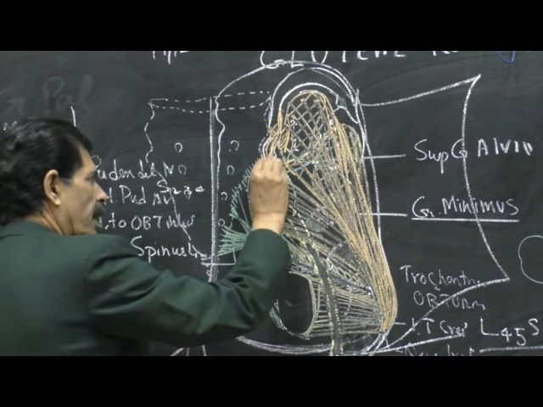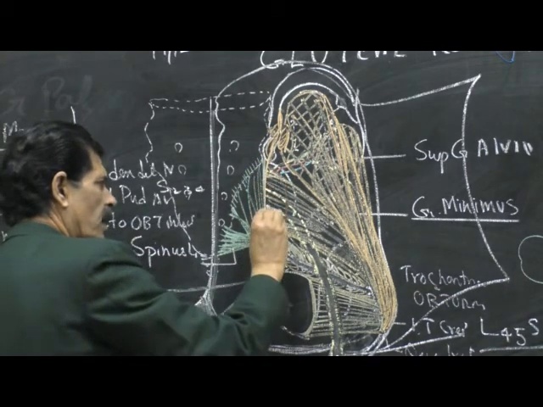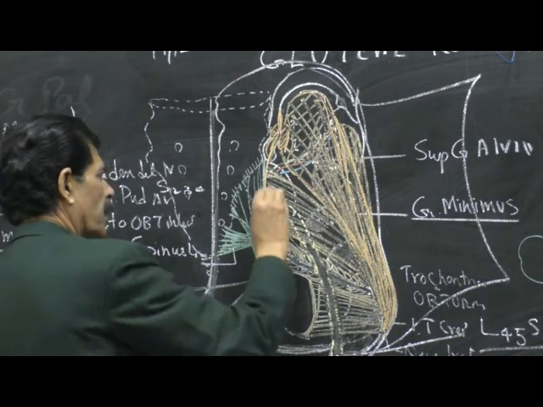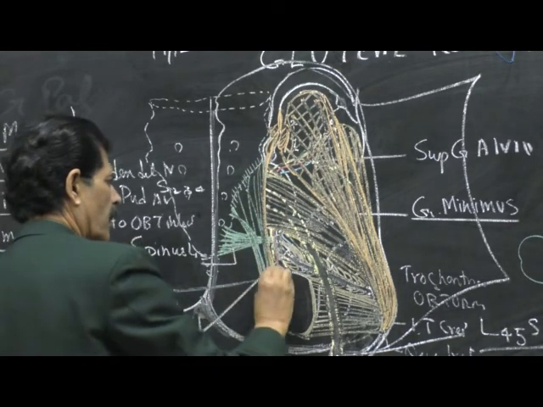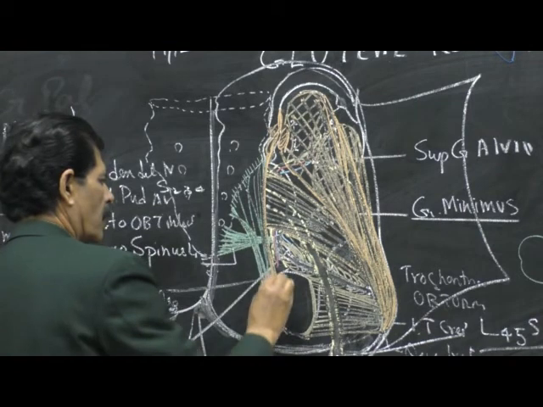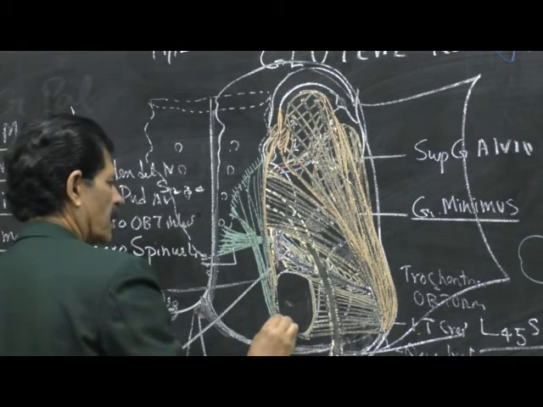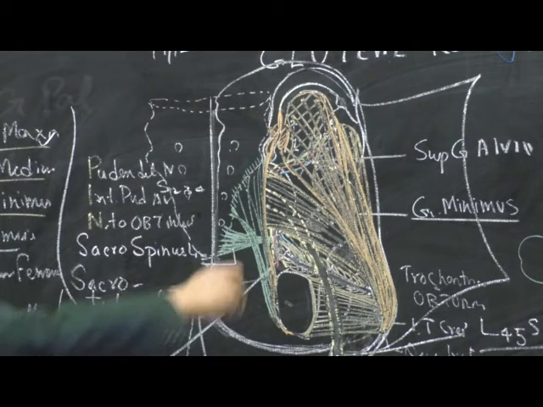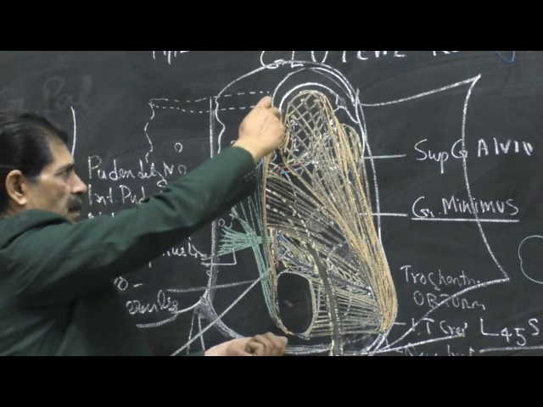And then from the entire length of the sacrotuberous ligament, and reaches the ischial tuberosity. So this is the largest origin of this gluteus maximus muscle.